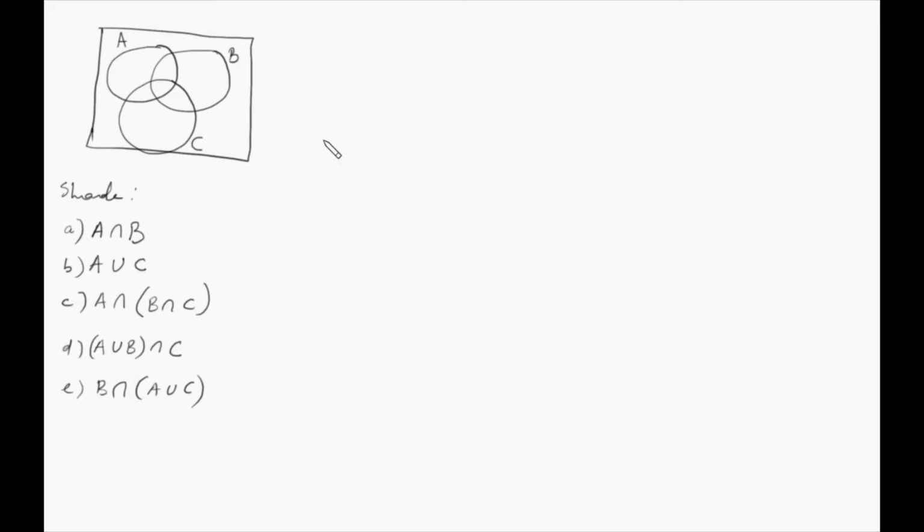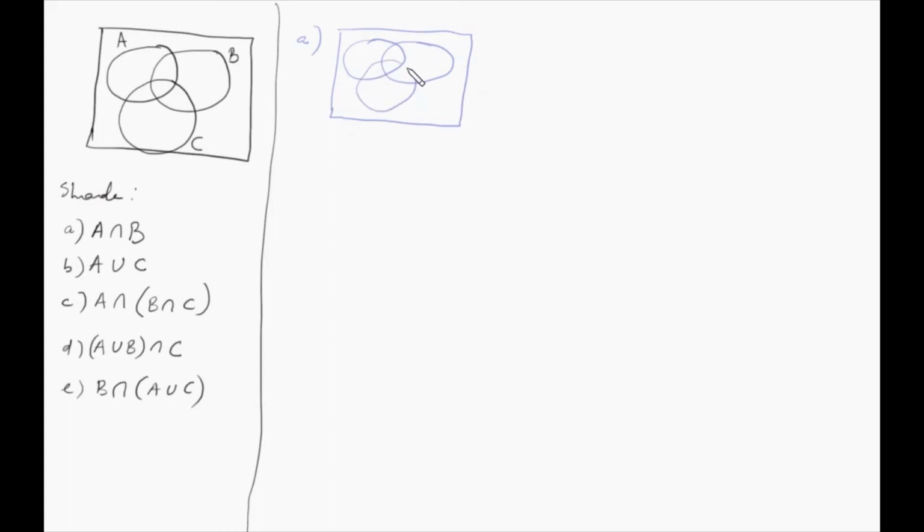Let's start with this one. Number A. Now, number A, you have A intersect B. So A intersect B is here. Very simple. It's here. This one. A intersect B. Okay? That is A intersect B.